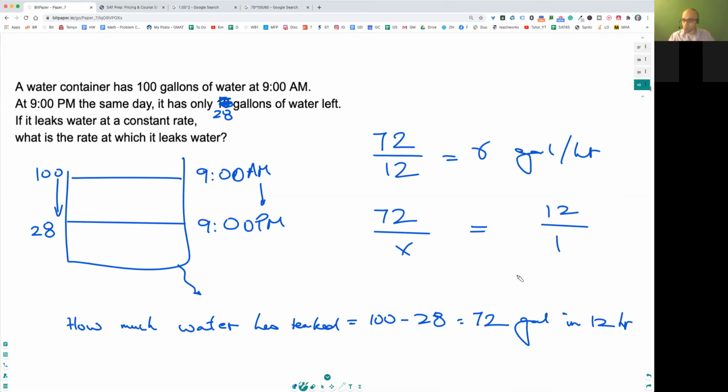So x times 12, you're going to write down this cross multiplication here, x times 12, that's 12x. So I'm just going to write this down as 12x. And then 1 times 72 is 72. So 12x is 72, and so x is going to be 72 over 12, which again gives you 6 as the correct answer.